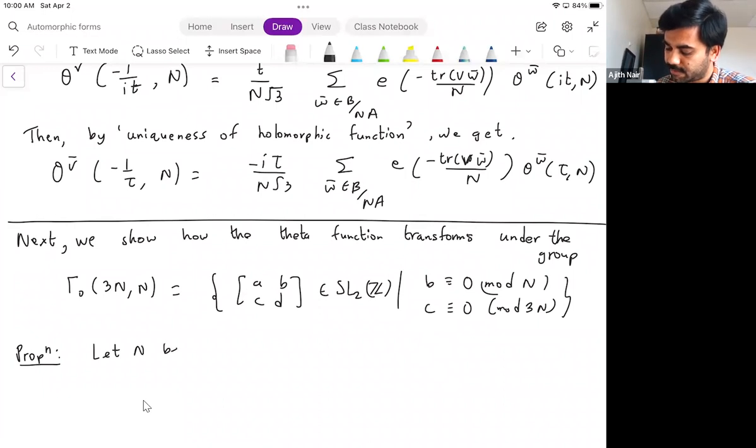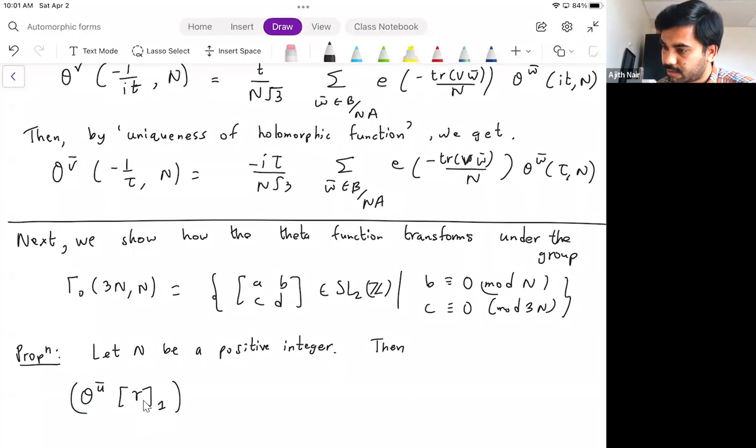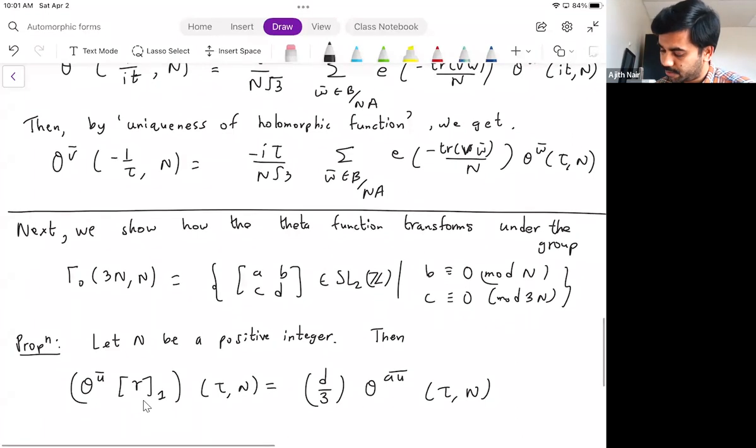Let n be a positive integer. Then theta u bar acted upon by gamma, I'll explain what that notation is, of tau n is going to be the Legendre symbol D over 3, theta a u bar, tau n, where u bar is in Z mod nZ and gamma is equal to A, B, C, D, and it is inside gamma naught 3n comma n.